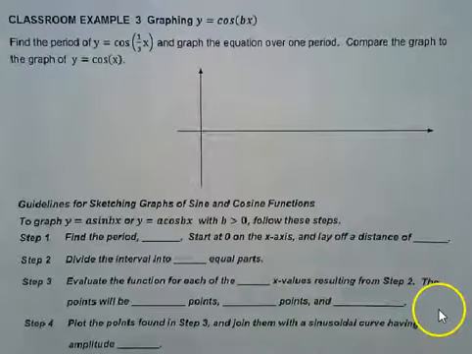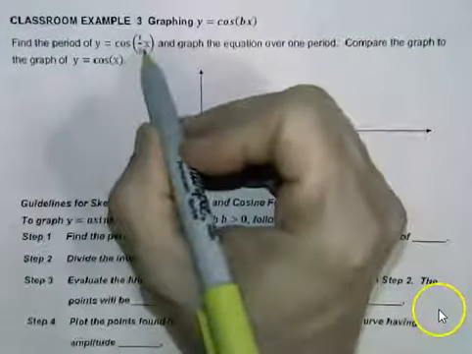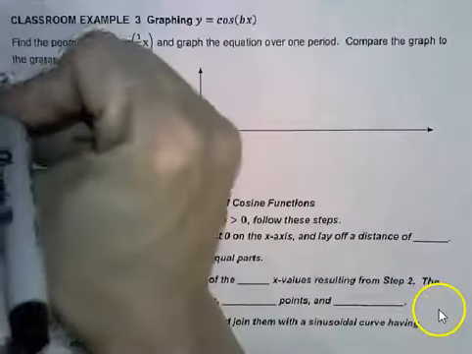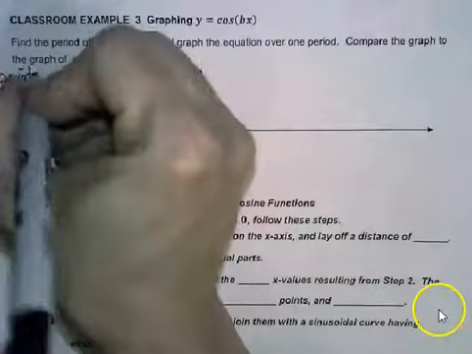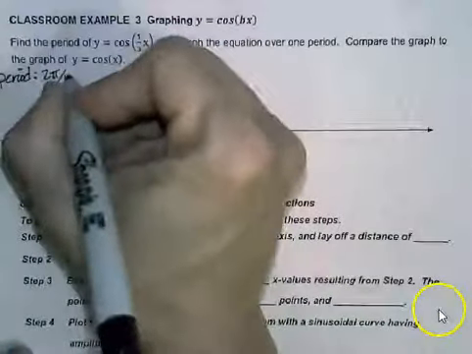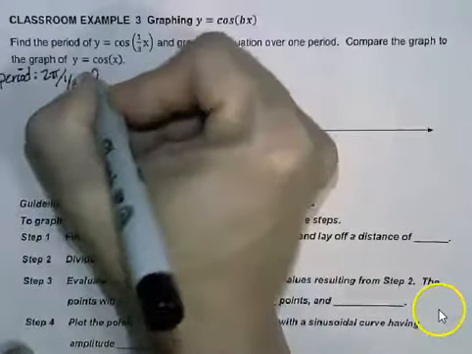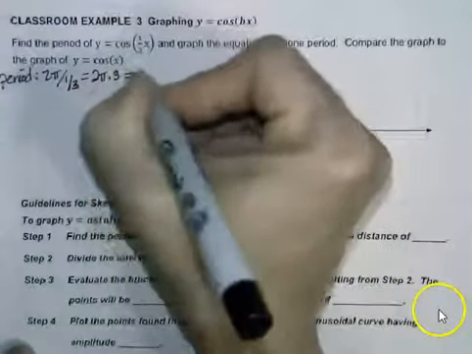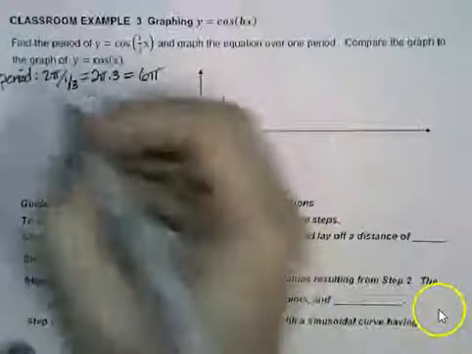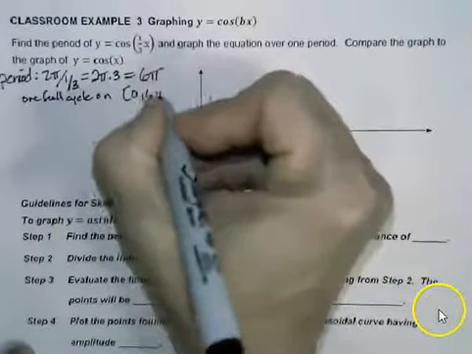Let's do the same thing with a cosine graph. This time our multiplier on the inside with the x is 1/3. If we want to find the period of our new graph, we take 2 pi divided by b, so it's going to be 2 pi divided by 1/3. We can flip this over and multiply. That gives us 2 pi times 3, which would give us a new period of 6 pi. So we're going to complete one full cycle on the interval from 0 to 6 pi.